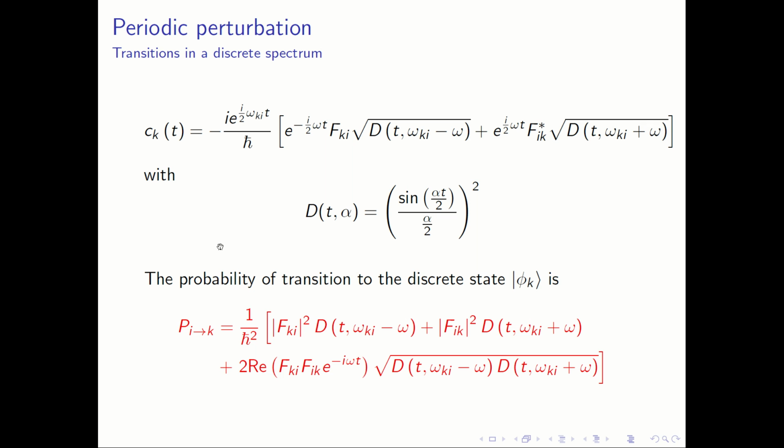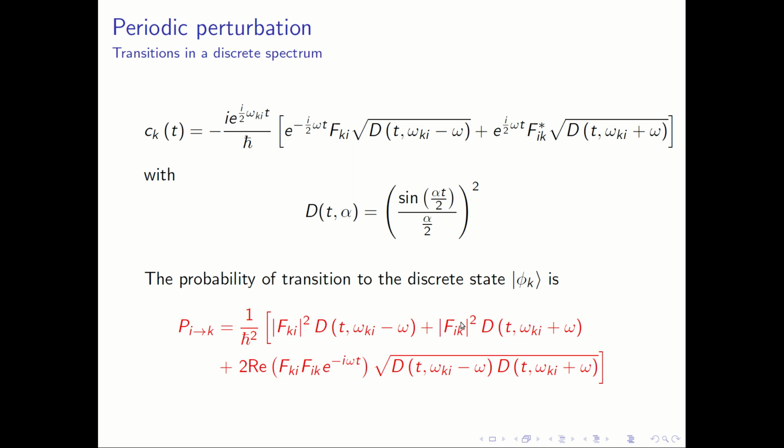This of course goes away, you get 1 by h cross square, and alpha plus beta's mod square is basically alpha mod square plus beta mod square plus alpha beta star plus alpha star beta, or the last two terms can of course be combined to be written as twice the real part of alpha beta star. So mod square of this term becomes 1 by h cross square, fki mod square dt omega ki minus omega, you are squaring this, plus fik mod square dt omega ki plus omega.